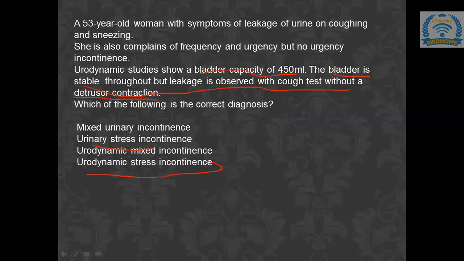Ma'am, bladder capacity is also reduced. Is it significant? 450 ml. Urodynamic bladder capacity, if it decreases, yes. If it is less than the normal capacity of the bladder, then we term it as sensory urgency. But in this question, there's no option of sensory urgency. There's nothing mentioned like this in the options. Okay, ma'am. Okay, clear? Yes, ma'am. Thank you.